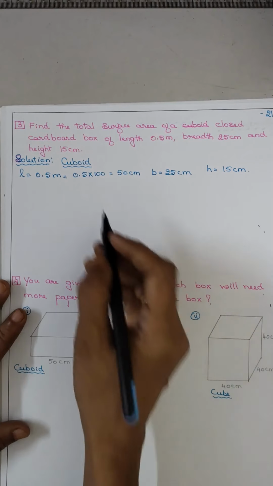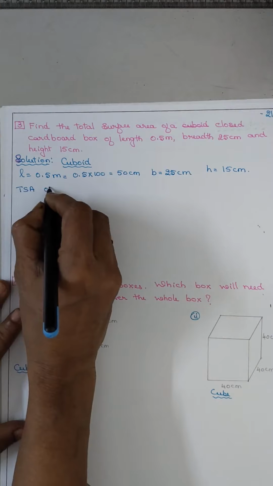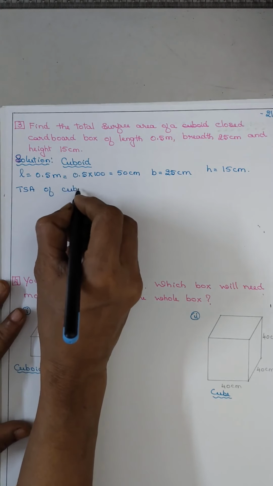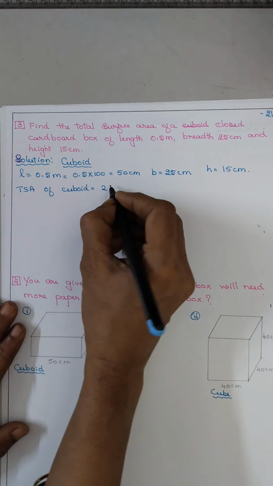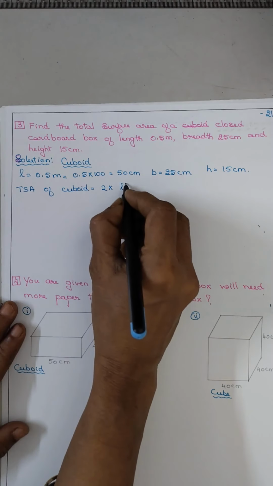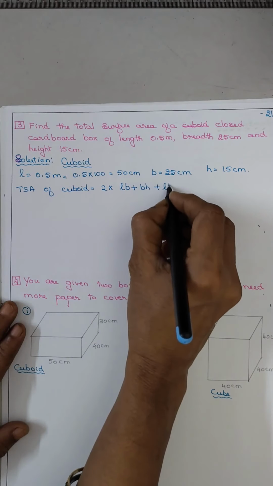Now, the total surface area. So, TSA of cuboid. What is the formula? The big formula, isn't it? 2 into LB plus BH plus LH.